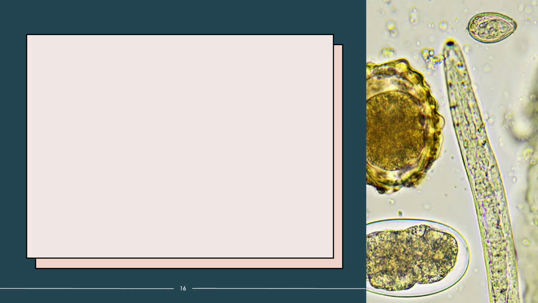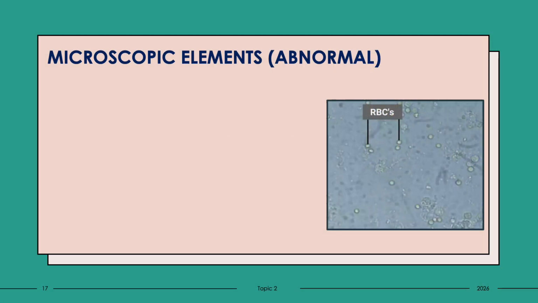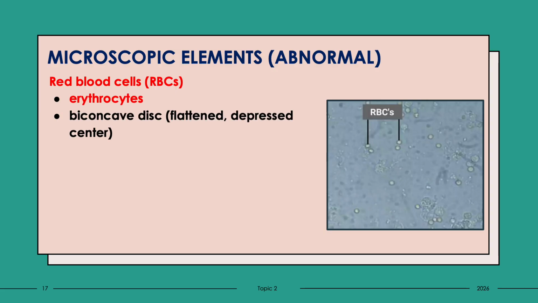So now let's talk about the different microscopic elements that can be seen in stool. Let's start with the abnormal elements found in stool. So the first ones are the red blood cells. Red blood cells, also known as erythrocytes, are biconcave discs which are flat and have a depressed center. This depressed center is also known as the central pallor.